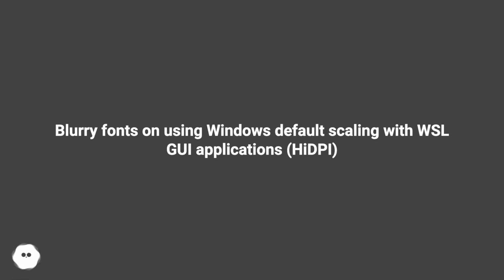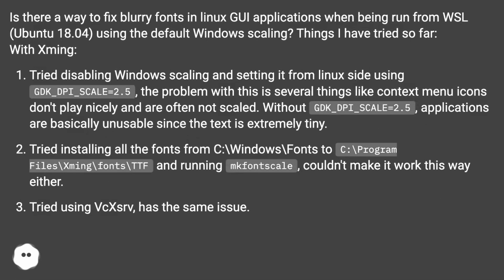Blurry fonts when using Windows default scaling with WSL GUI applications on HiDPI. Is there a way to fix blurry fonts in Linux GUI applications when being run from WSL Ubuntu 18.04 using the default Windows scaling? Things I have tried so far.